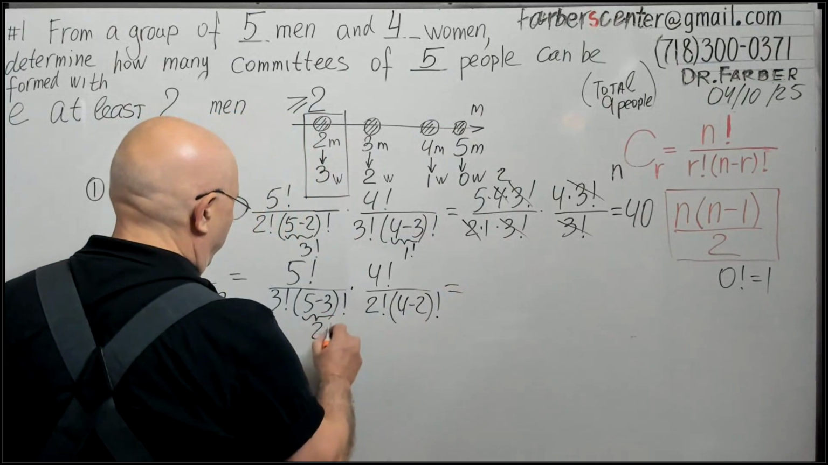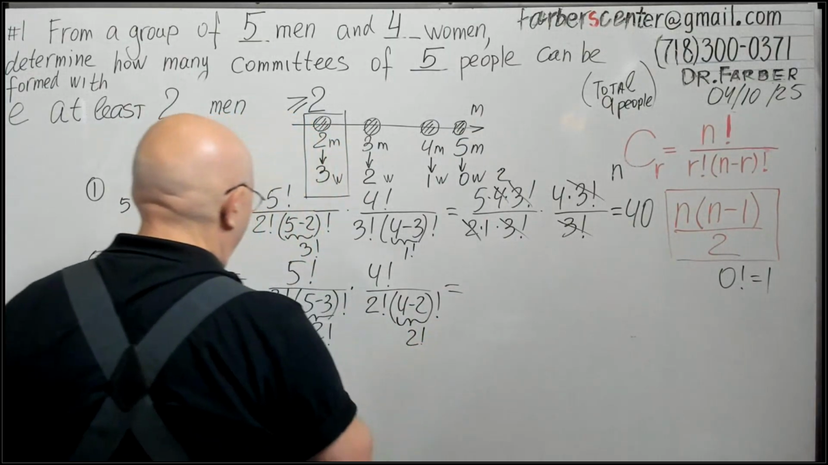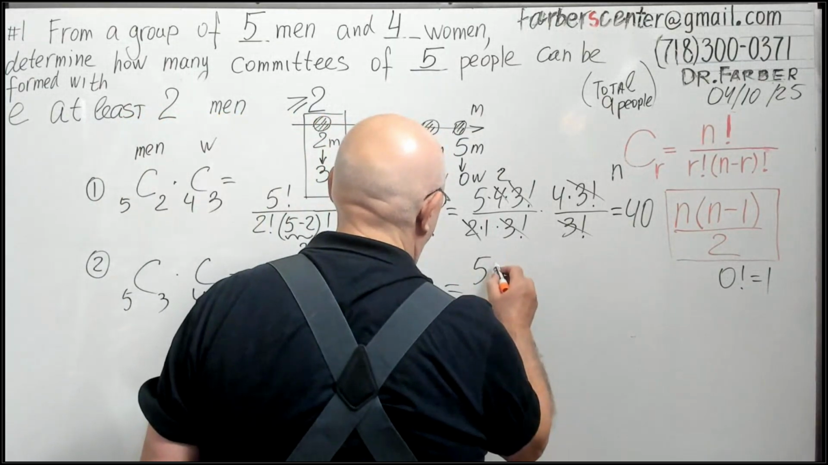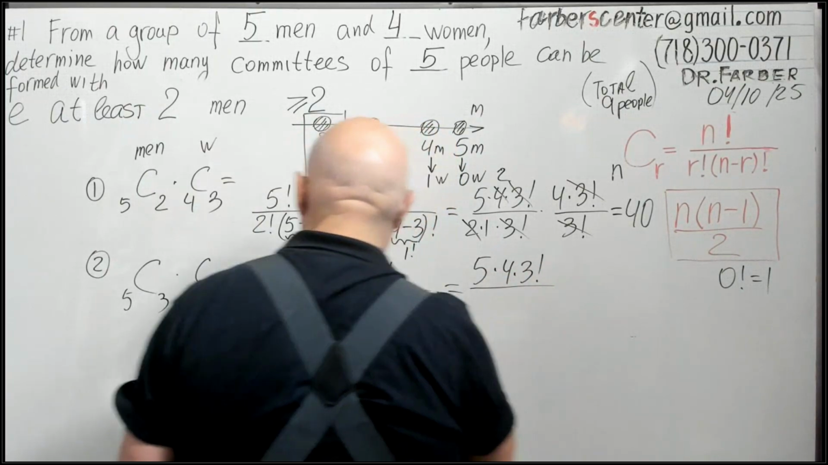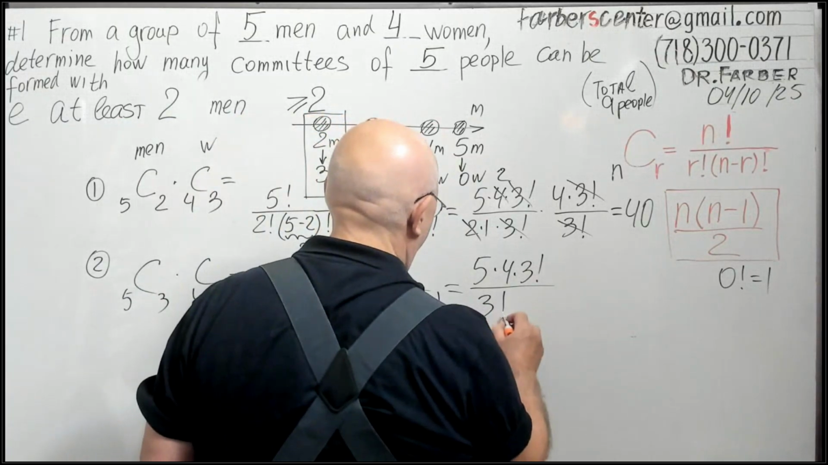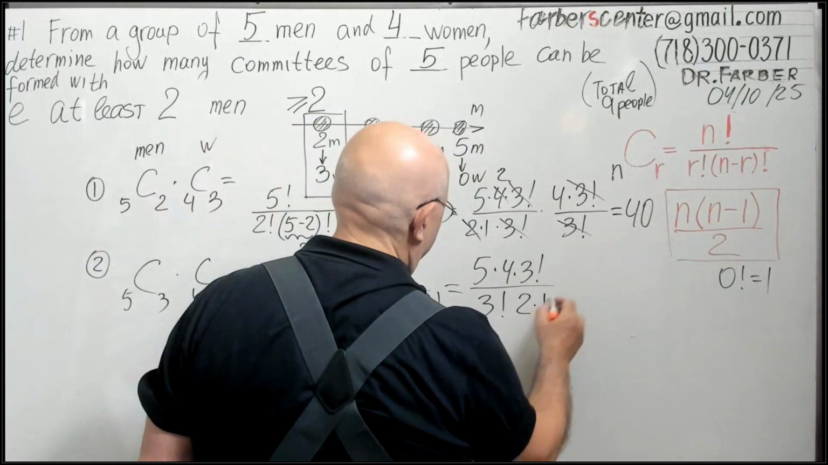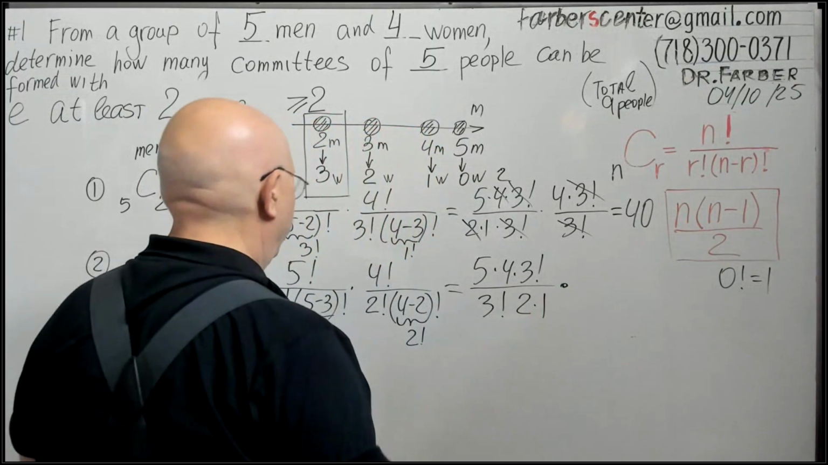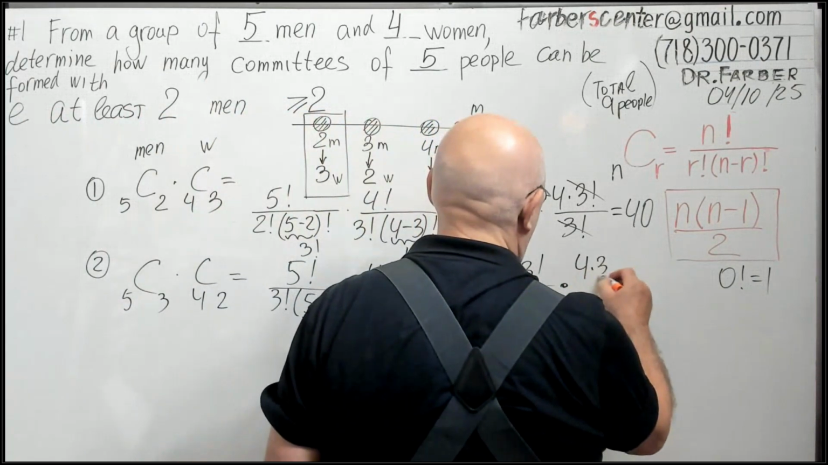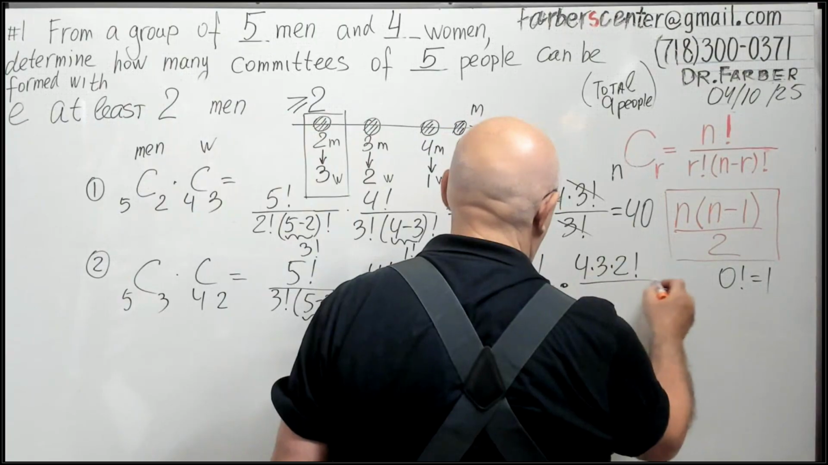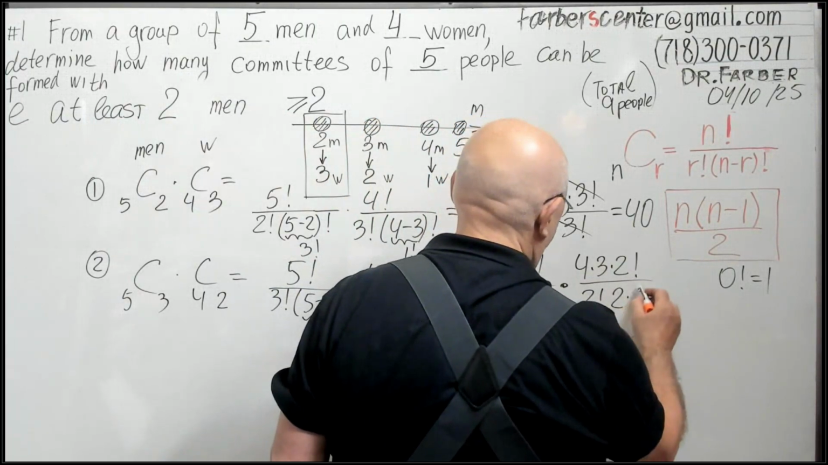This is 2 factorial. This is 2 factorial. It would be 5 factorial, 5 times 4 times 3 factorial, divide by 3 factorial. Multiply by 2 factorial, which is the same as 2 times 1 for simplification. Multiply 4 times 3 times 2 factorial, divide by 2 factorial, 2 times 1.